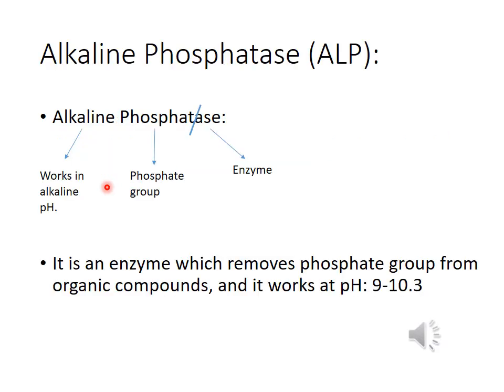The next test in liver function test is alkaline phosphatase. What is alkaline phosphatase? We can get a rough idea just by studying the name alkaline phosphatase. Alkaline means works in alkaline pH. Phosphat means the phosphate group. Ase means it's an enzyme. It's an enzyme which removes the phosphate group from the organic compounds, and it works in alkaline pH.